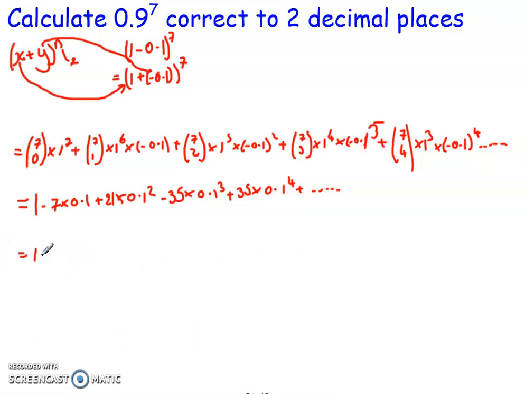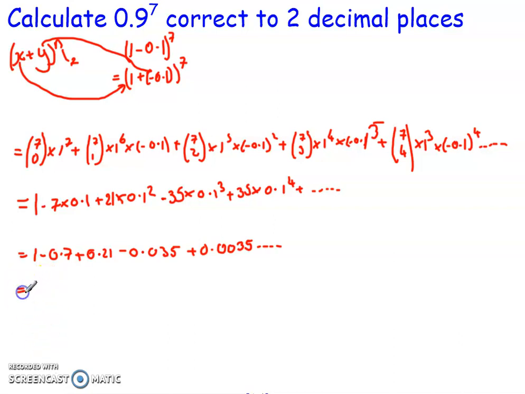So what I then end up getting is 1, take away 0.7, plus 0.21, take away 0.035, I then get plus 0.0035. And as I said, there's more beyond that, but let's just focus on this first little bit to begin with.